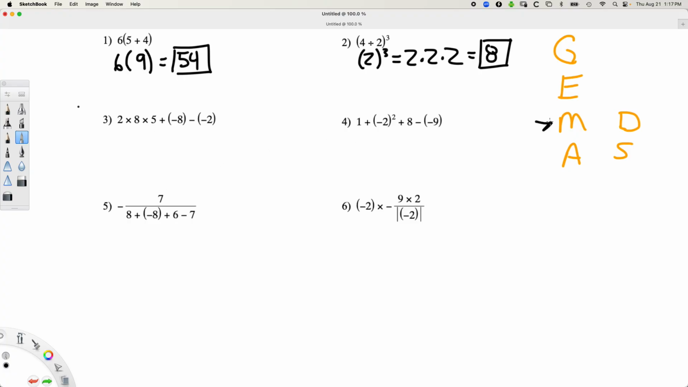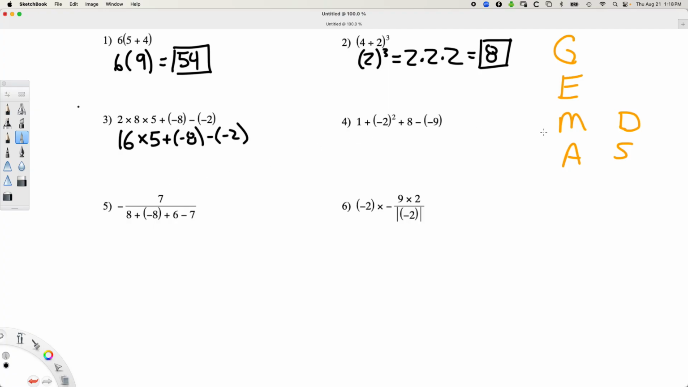Does it have any multiplication? Yes, it actually has multiple multiplications, this one here and this one here. And so what we do is we read it like a book from left to right. Just like a book, we start on the left and keep going. So this one has 2 times 8. 2 times 8 would be 16. Okay, I'm going to bring the rest down. 16 times 5 plus negative 8 minus negative 2.